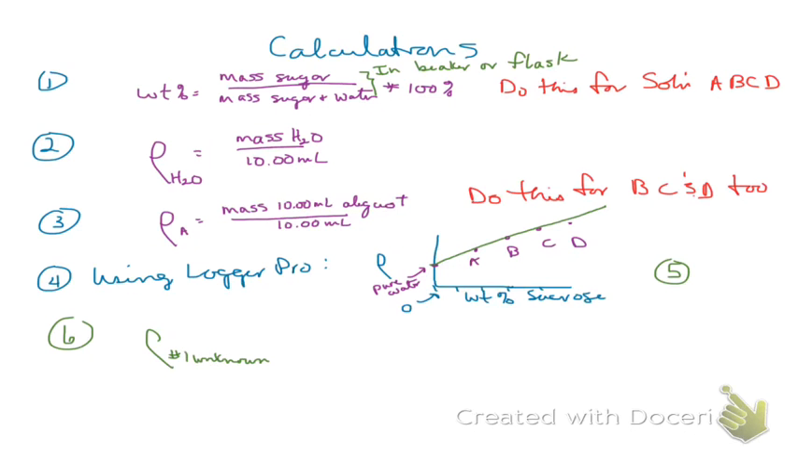Number 5 says to go ahead and draw a regression line, and I'll show you here in a minute how you have Lager Pro draw in that green line. It should be a linear fit.